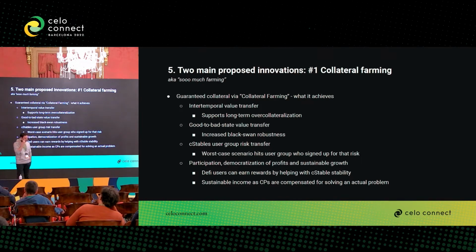And in the end, and last but not least here, I think participation, democratization of profits, and sustainable growth is really the big strength of this innovation, because it says, well, why not let DeFi users earn rewards by helping stability through being a collateral provider? And these rewards are not unsustainable like many other rewards that we often see in DeFi. Why? Because you're basically solving a problem, right? You are helping by providing this collateral.